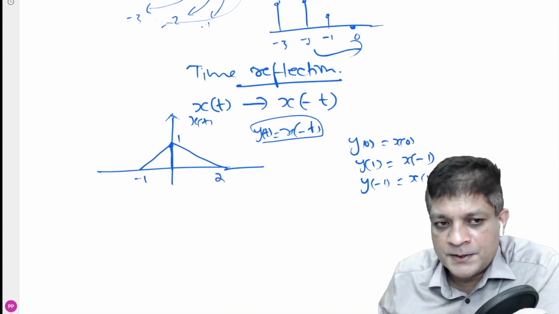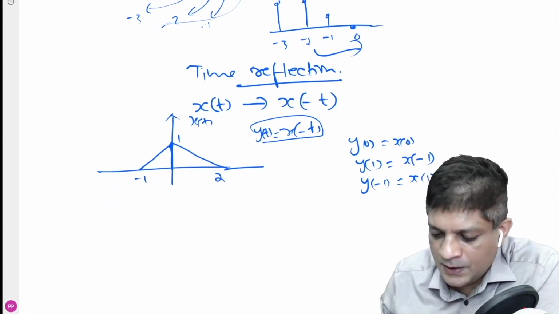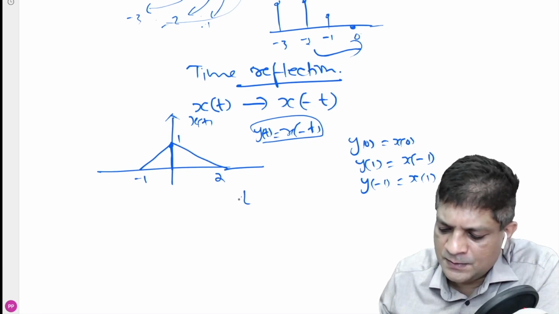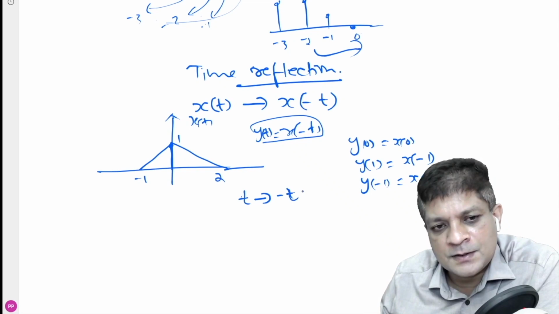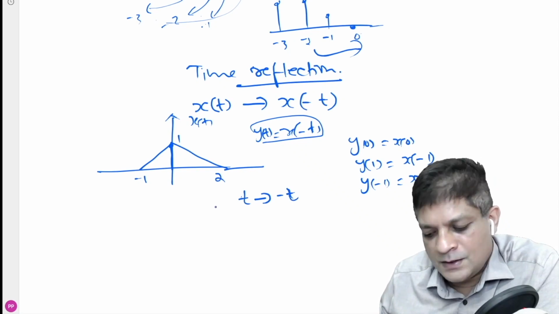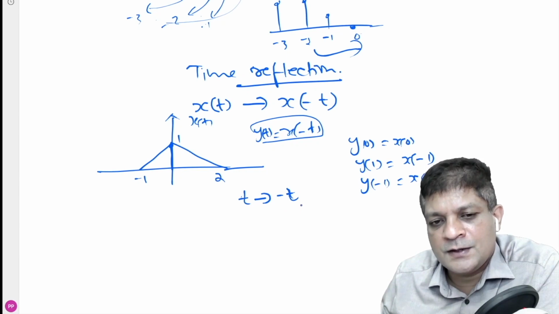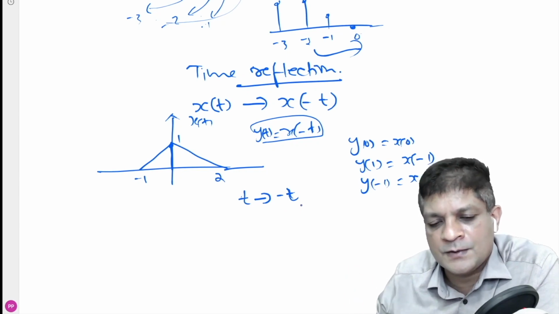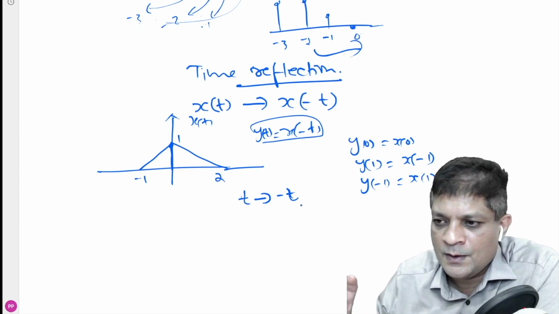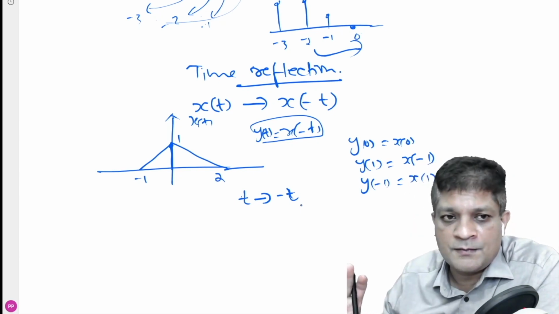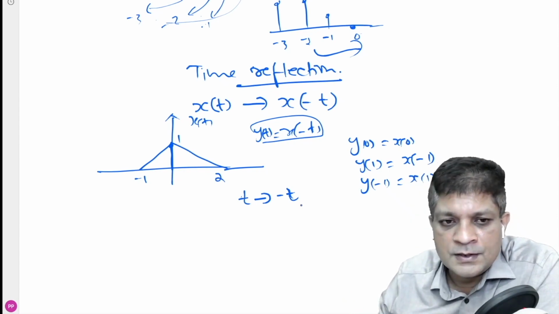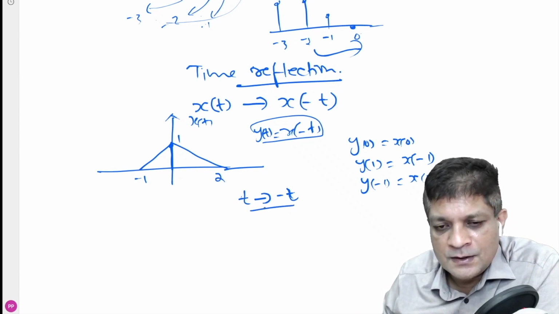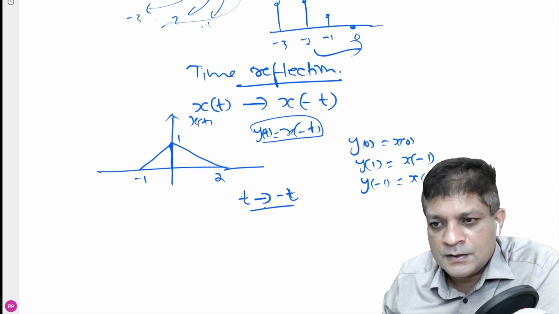Is it an invertible operation? Yes, we can represent it by t to -t, isn't it? That is time reflection. It is an invertible operation. If you do the time reflection one more time, you will get back the original signal, isn't it? So it is an invertible operation.